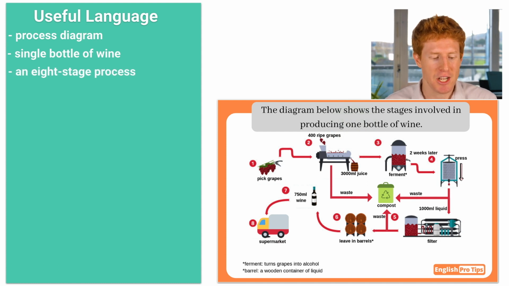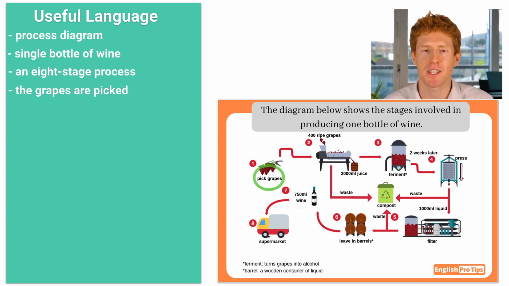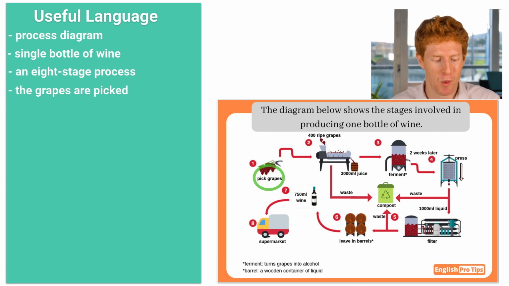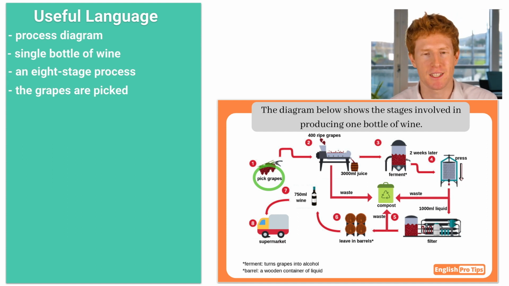An 8-stage process. So that's a nice noun phrase. We can say this is an 8-stage process, or the process diagram shows an 8-stage process of making a bottle of wine. Okay, so we can see there's the final stage. The grapes are picked, so we can see that in stage 1, or in step 1. Stage and step are useful synonyms. So in step 1, the grapes are picked.